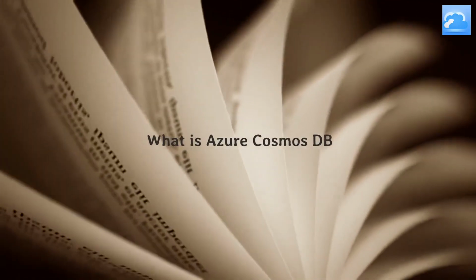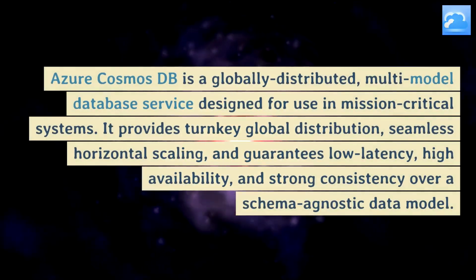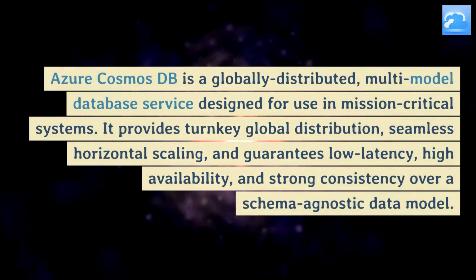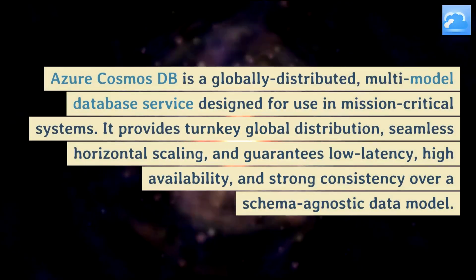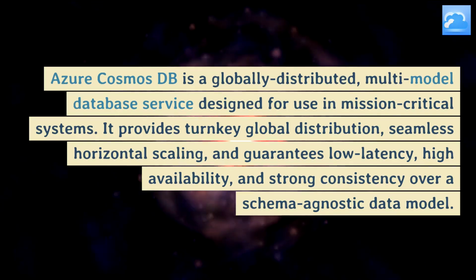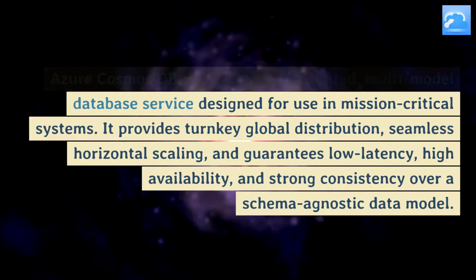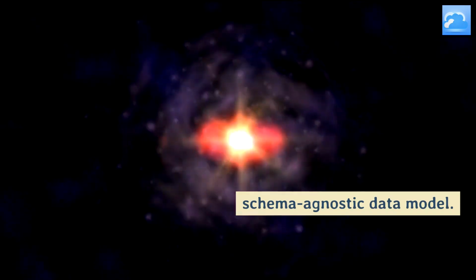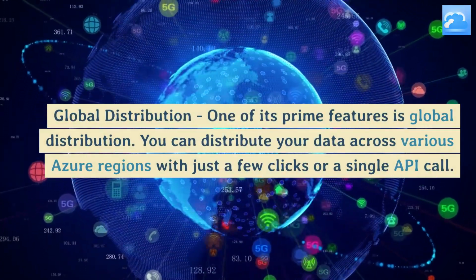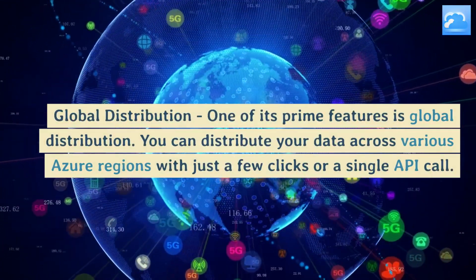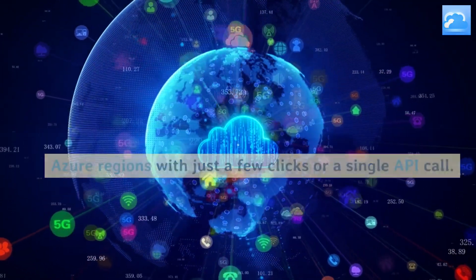What is Azure Cosmos DB? Azure Cosmos DB is a globally distributed, multi-model database service designed for use in mission-critical systems. It provides turnkey global distribution, seamless horizontal scaling, and guarantees low latency, high availability, and strong consistency over a schema-agnostic data model. Global distribution. One of its prime features is global distribution. You can distribute your data across various Azure regions with just a few clicks or a single API call.